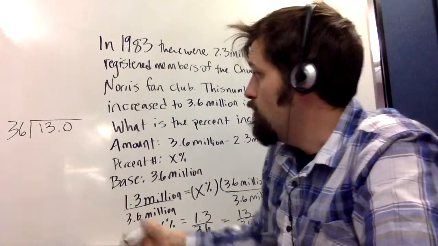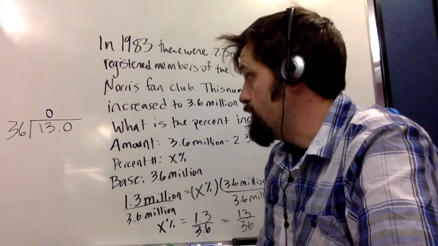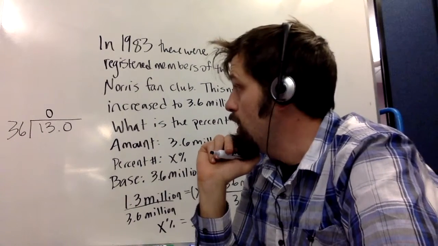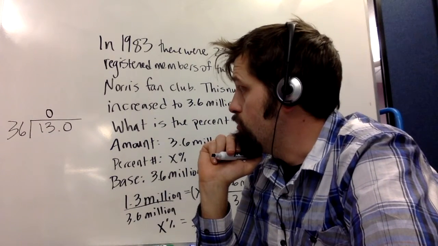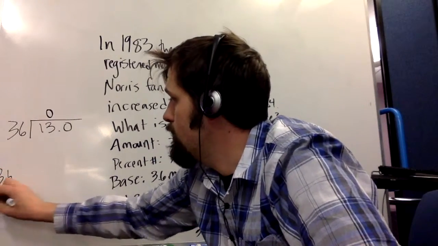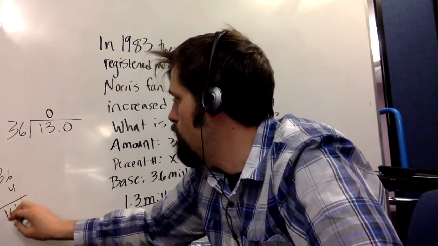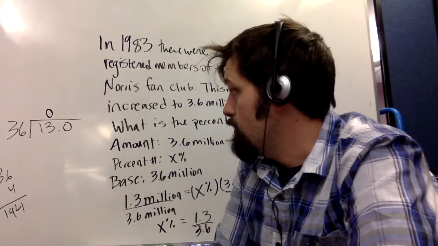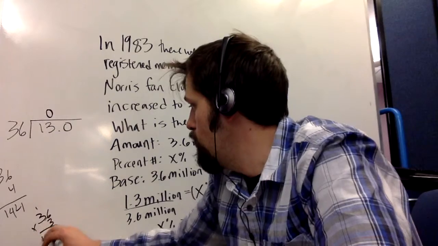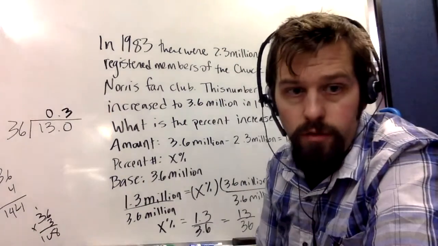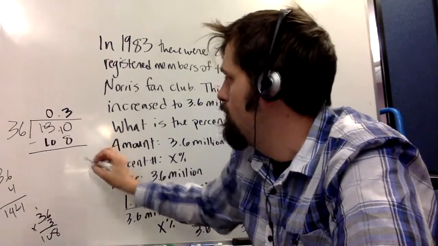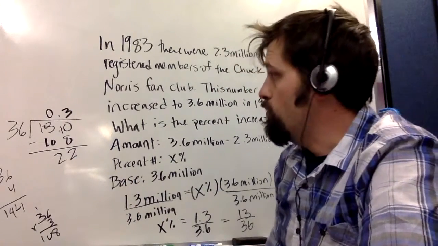That's better. Now, 0 groups of 36 in 13, but I can make numerous groups of 36 with 130. I'm thinking, let's try 4. 36 times 4. 4, carry the 2, 144. Okay, that was too big. 36 times 3 should be 18, 108. 36 times 3 is 108. Subtract. And I'm left with 22.